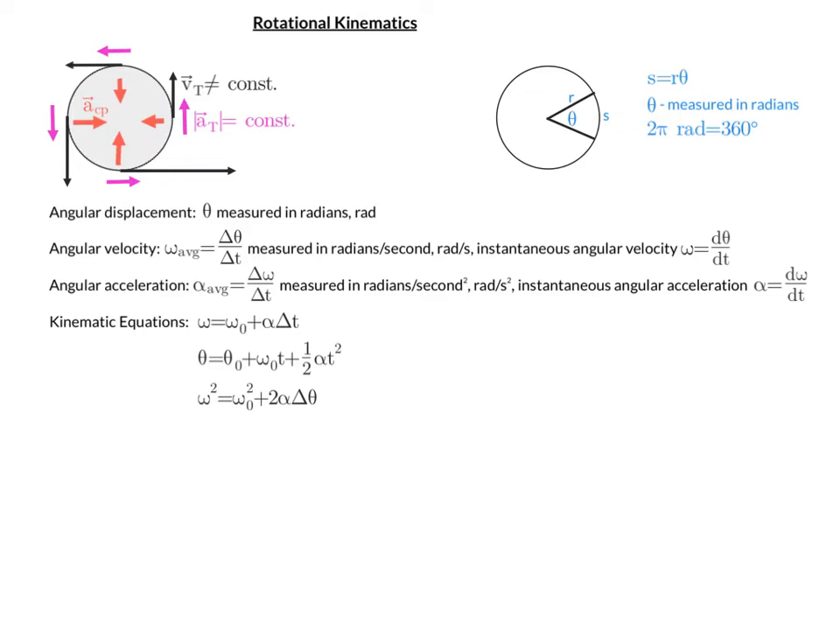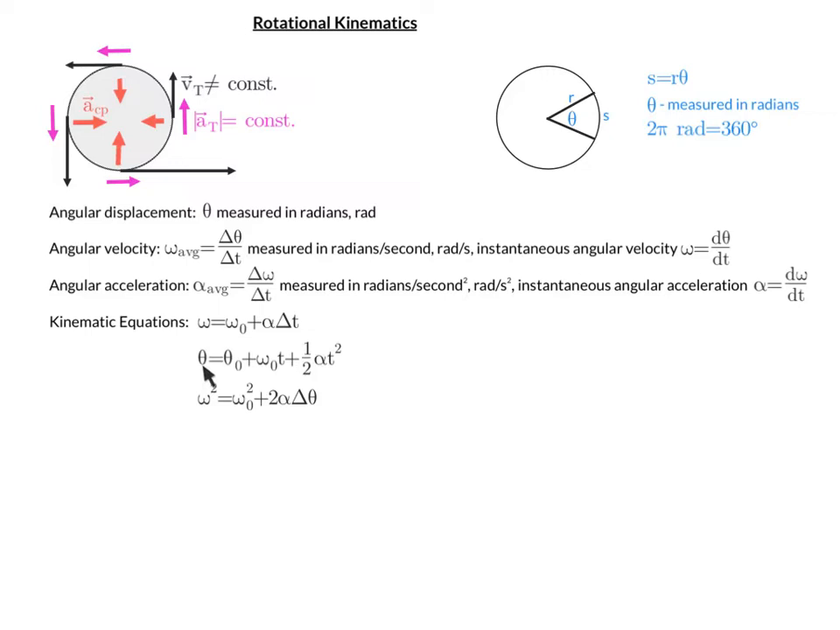So the kinematic equations for rotation are very similar to the linear kinematic equations, where we basically substitute the letters. So here we have angular velocity final is angular velocity initial plus angular acceleration times time. Before we had just v equals v naught plus at.